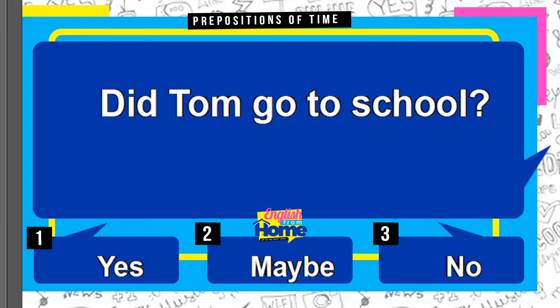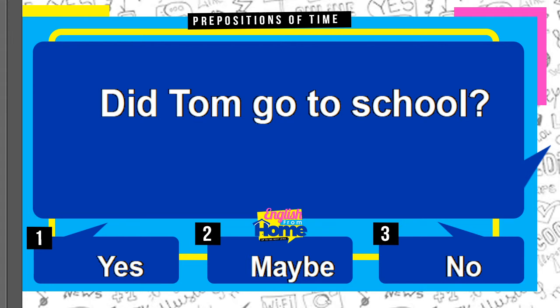So this is the question. Did Tom go to school? That's a very interesting question. Did he used to go to school? Number 1, yes. If you're completely sure, you have to answer number 1 in the chat box. Number 2 says maybe you don't remember. So if you're not sure, you can write number 2. And if you're definitely sure that he didn't go to school, you have to type in number 3.